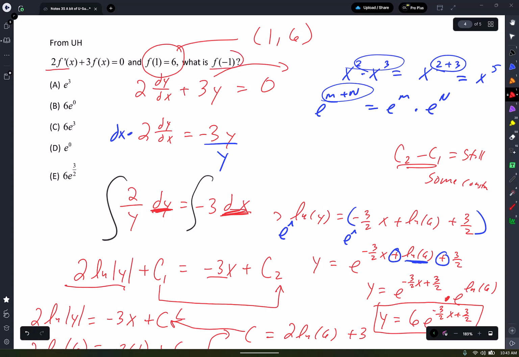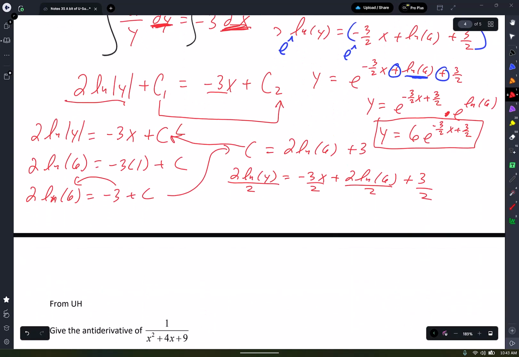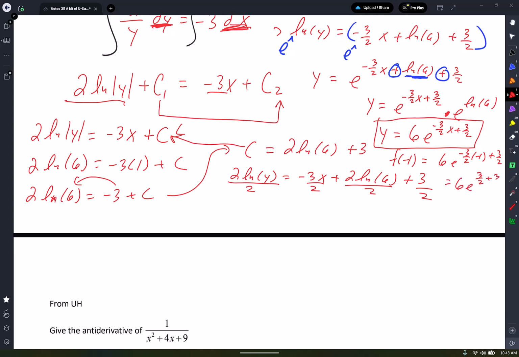All right. Here's what they want. They want what is f of negative 1. I come back and I say f of negative 1 equals 6e to the negative 3 halves times negative 1 plus 3 halves. Negative times a negative is a positive, so I have 6e to the 3 halves plus 3 halves. Well, 3 halves plus 3 halves, what's 3 plus 3? And 6 divided by 2? 6e cubed. Is there a 6e cubed in there?